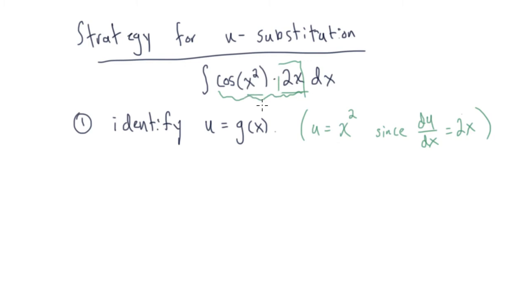Okay, now it's not always easy to see what to do, but a lot of times that is exactly what you're trying to do. You're trying to identify a function or a part of the integrand where the derivative of that function also appears as a factor of the integrand. Okay, so then next, note that du is equal to g prime of x times dx. Okay?